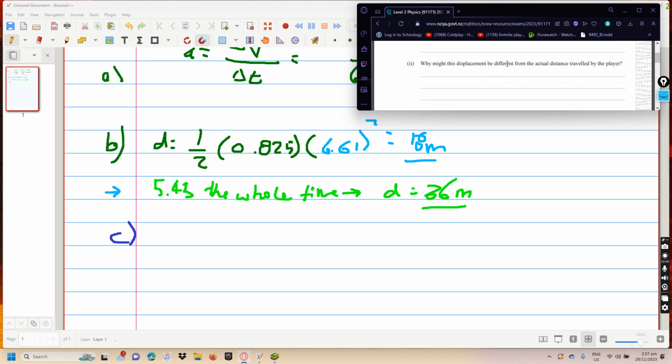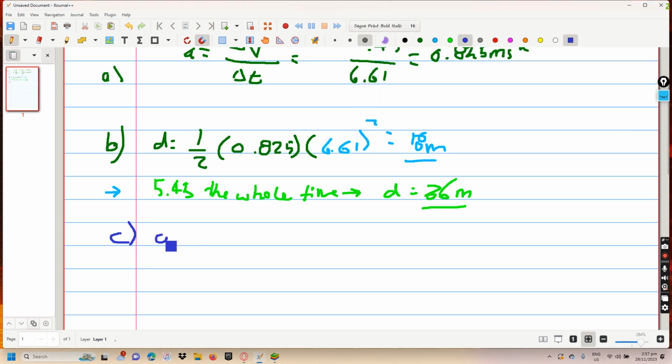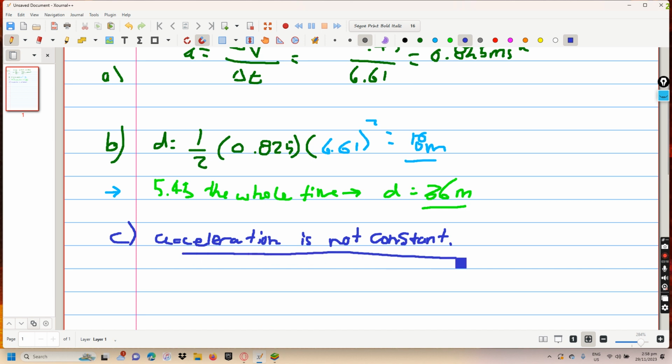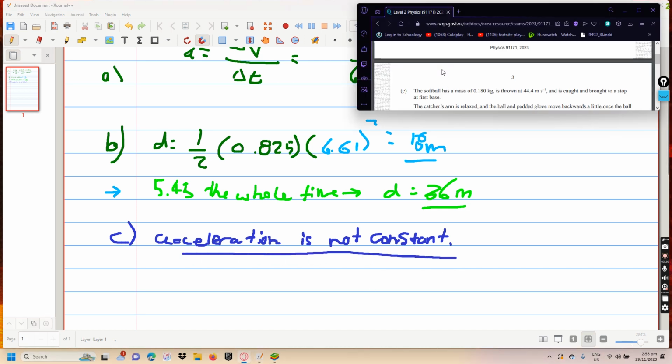Okay, why might this displacement be different from the actual distance travelled by the player? The acceleration is not constant. And you know, you can waffle a bit, but that is essentially what they want you to say.